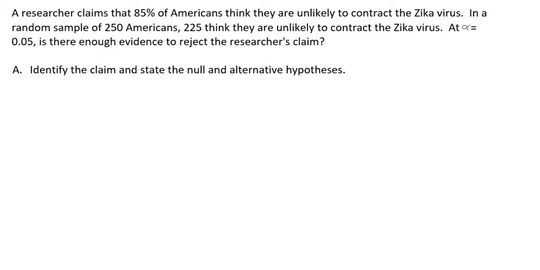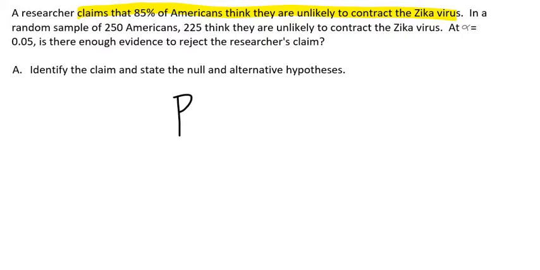Part A, identify the claim and state the null and alternative hypotheses. Let's highlight the claim, and the claim is that 85% of Americans think they are unlikely to contract the Zika virus. Now let's write this in mathematical terms. 85% is a percentage or a proportion, so our variable or our statistic is going to be the proportion, or p. 85% of Americans think they are unlikely to contract the Zika virus.